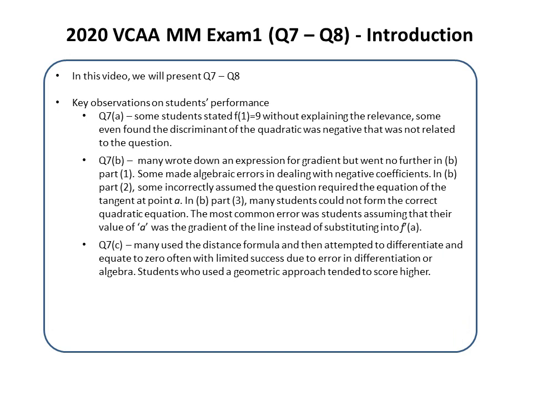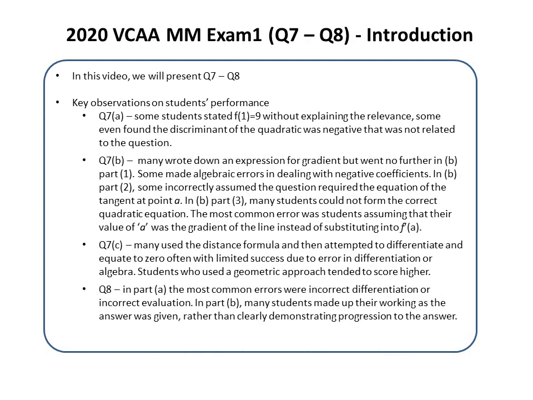In question 7 part C, many students used the distance formula and then attempted to differentiate and equate to 0, often with limited success due to errors in differentiation or algebra. However, students who used a geometric approach tended to score higher. For question 8, part A, the most common errors were incorrect differentiation or incorrect evaluation. In part B, many students made up their working as the answer was given, rather than clearly demonstrating progression to the answer.